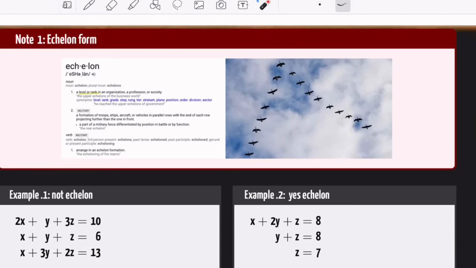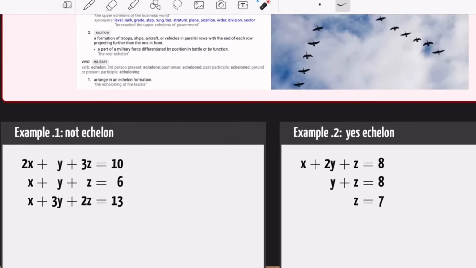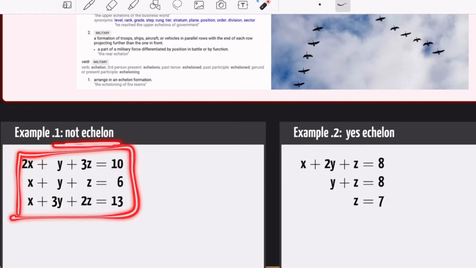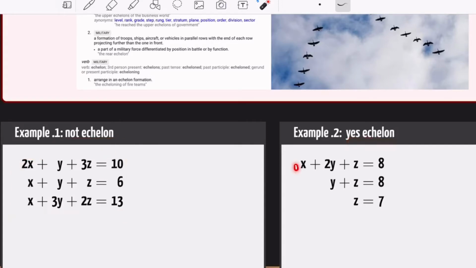formation. And we see it here with equations too. This would be not echelon. It's just a big old box. This would be echelon form because it's got that pattern, as described in the standard dictionary. This is echelon. This is not echelon.